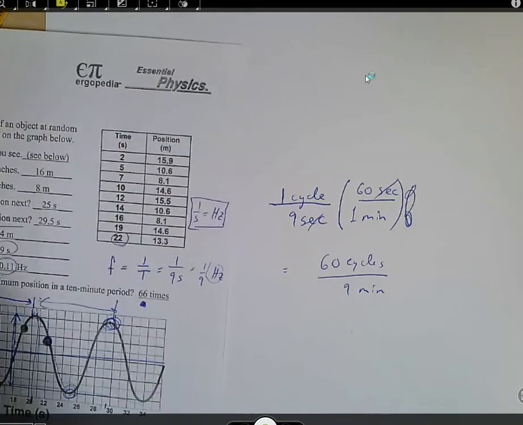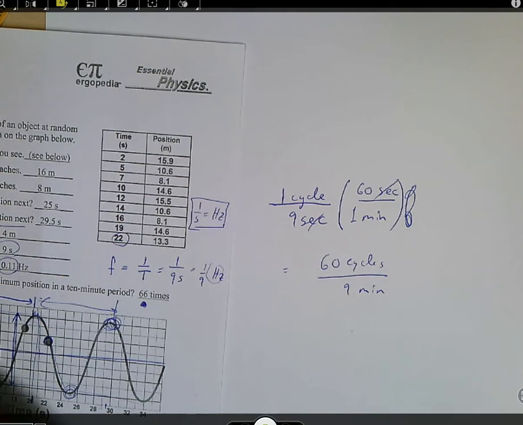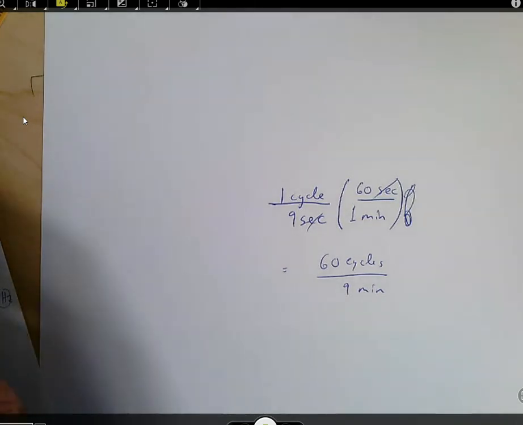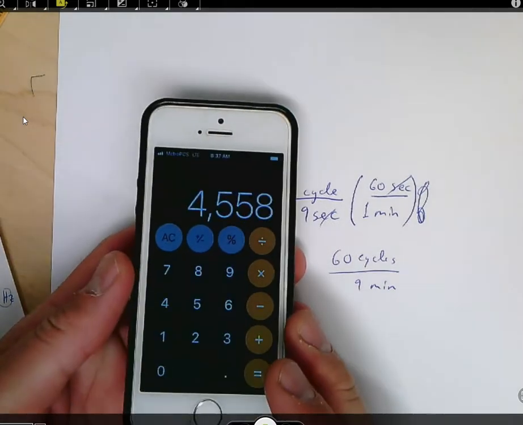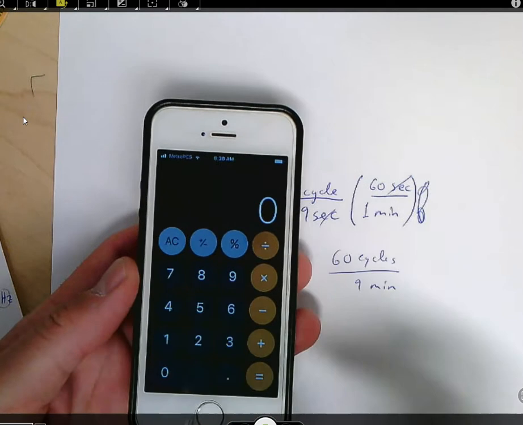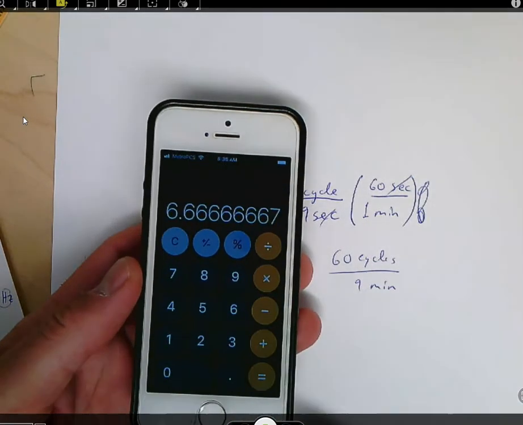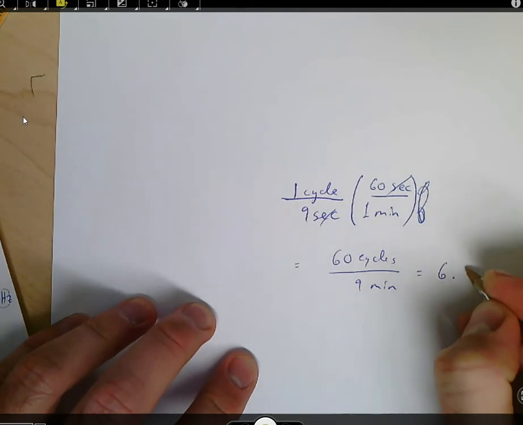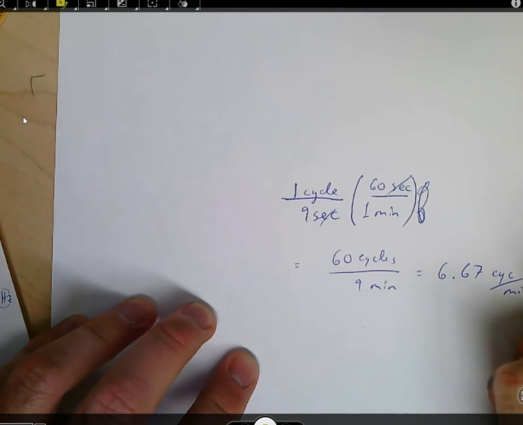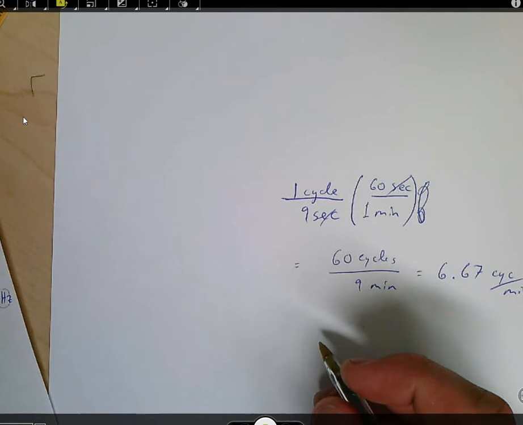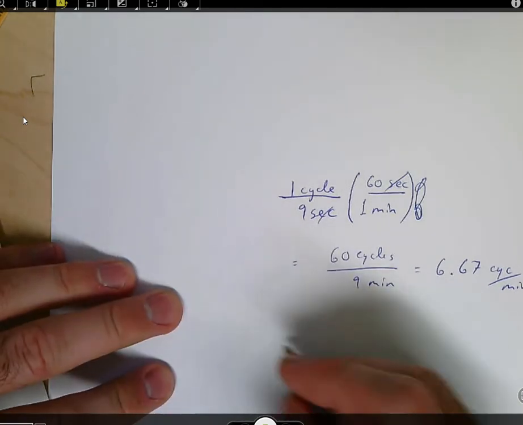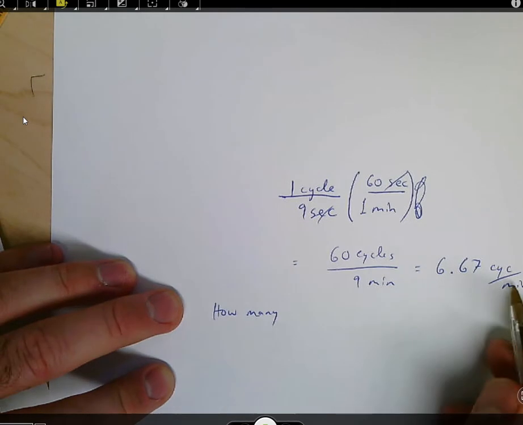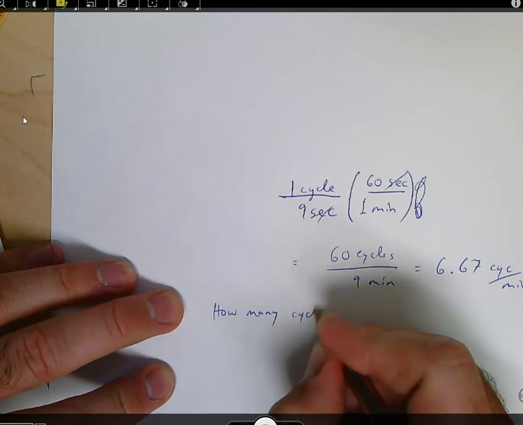Now, I'm going to just use our calculator here. 60 divided by 9 is this number, 6.66666. So, what do we do with that? We round it. We say that this is approximately 6.67 cycles per minute. And so, we want to know in 10 minutes. So maybe you can already see the deal is that if it does 6 cycles in 1 minute, then if you want to go to 10 minutes, so how many cycles in 10 minutes?